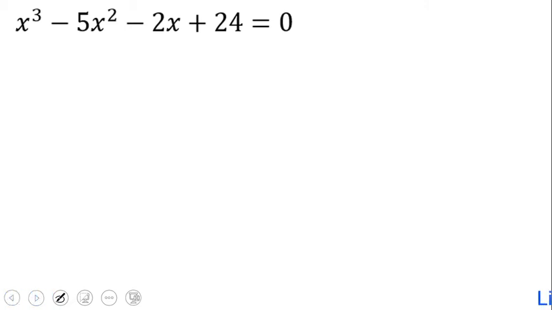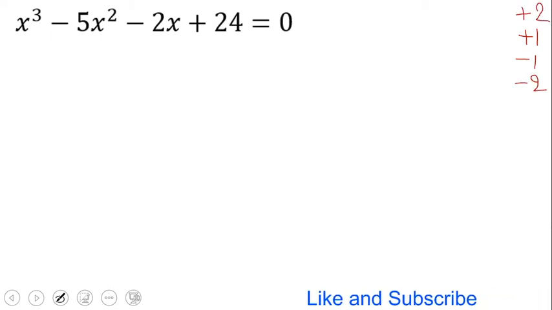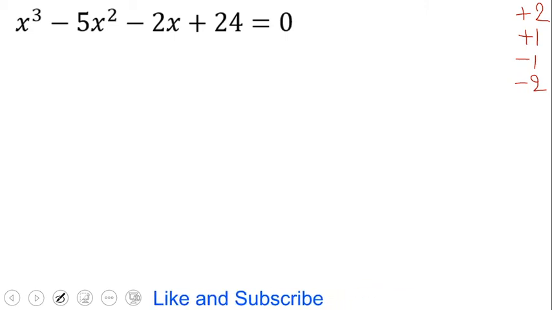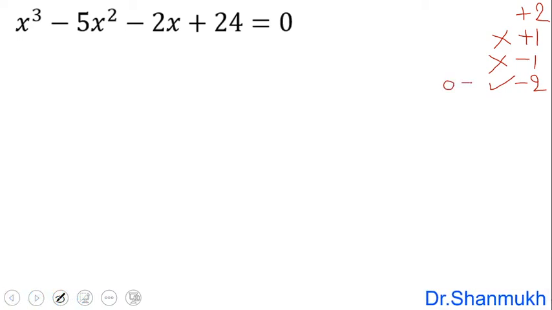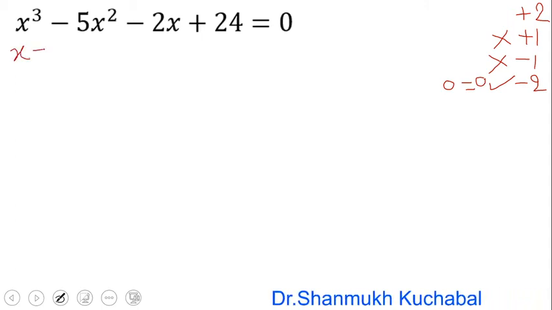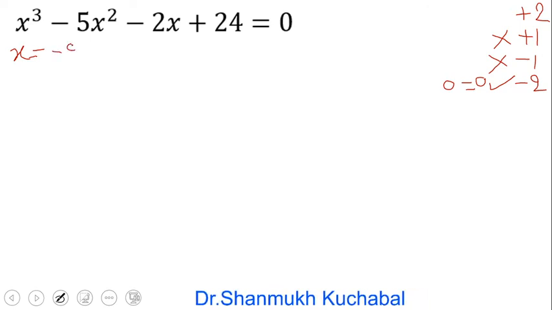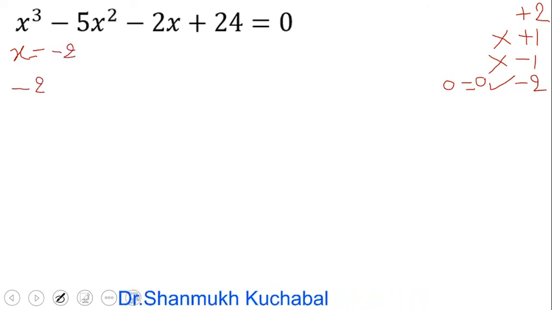We try x equal to plus 1, minus 1, plus 2, minus 2 here. If I take x equal to plus 1, we are not going to get 0 equal to 0, it fails. Minus 1 also fails. So minus 2, if you substitute, we get 0 equal to 0. So you can verify, x equal to minus 2 is one root. So minus 2 as it is.